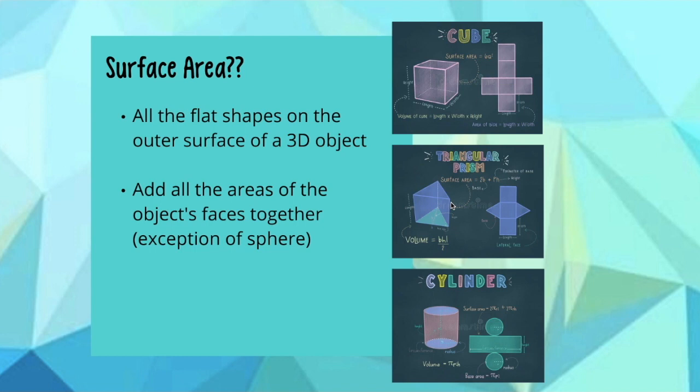Surface area is adding up all the areas after you flatten out the 3D object and all you see are 2D shapes. And this applies to all geometric shapes other than the sphere because you can't really flatten out a sphere, but we'll get into that later.